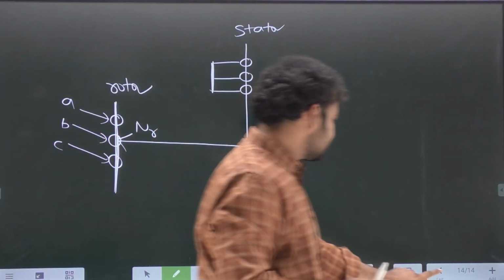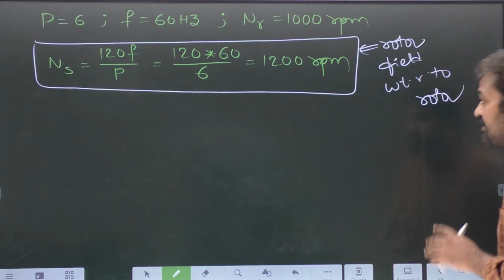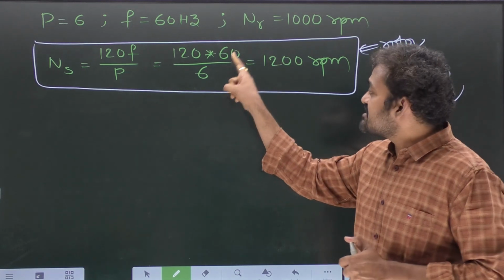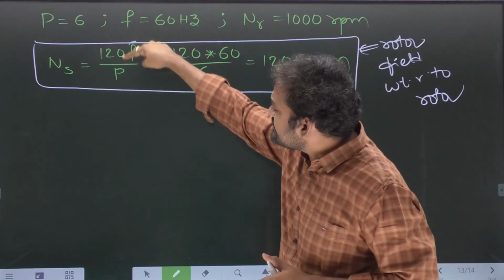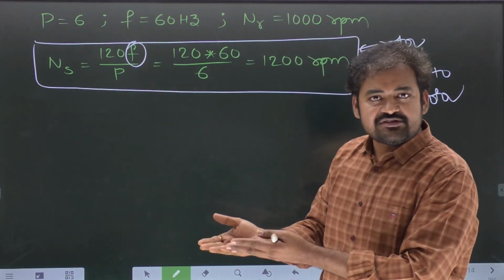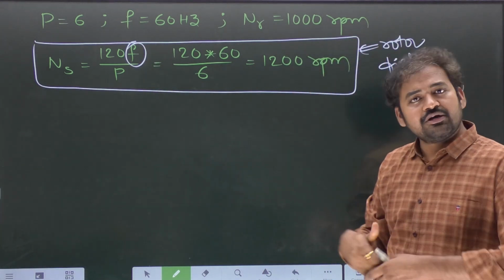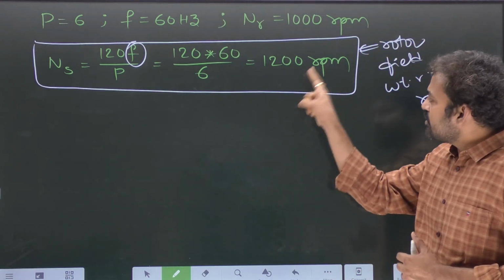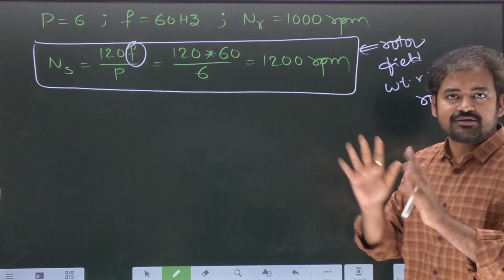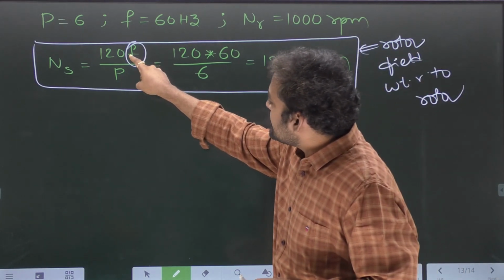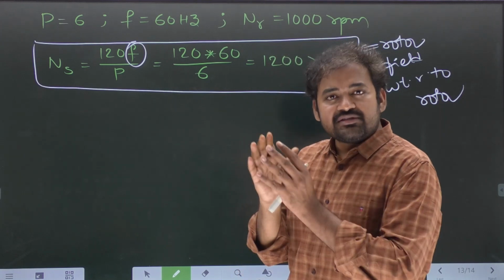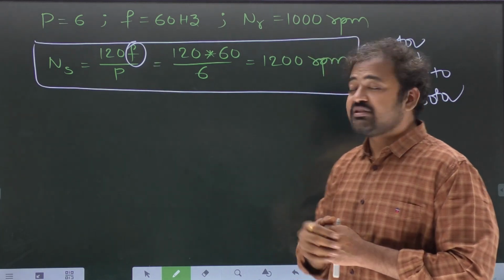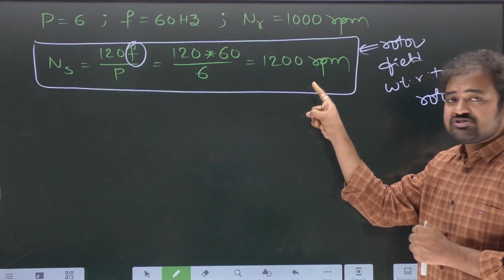Please don't confuse, guys. Most of the time students get confused: this is the speed of the rotor field with respect to the stator. Actually, this is the speed of which field? What is this frequency? This frequency is the rotor frequency. Therefore, this is the speed of which field? The rotor field. But from where? That is important. It is the speed of the rotor field from the rotor, not from the stator. Suppose you use a stator frequency here, you will get the speed of the stator field from the stator. But this is the rotor frequency, therefore you will get the rotor field speed from the rotor.